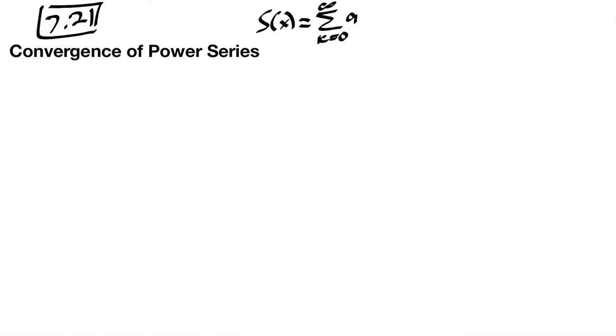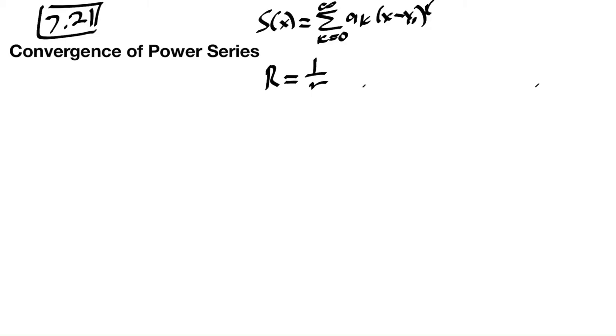So our main theorem says this about convergence. And this is 7.21. And the description of this theorem is really quite intense. So I'm not sure I'm going to go through all the details of writing it down. But basically it says if s of x is our power series, so if it's a power series centered at x naught, and we're going to let r be one of two things.